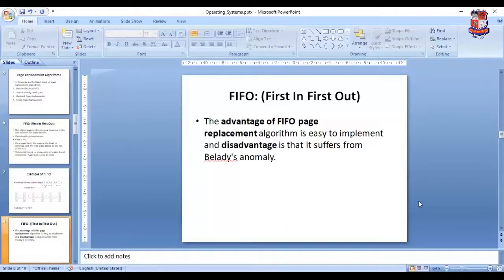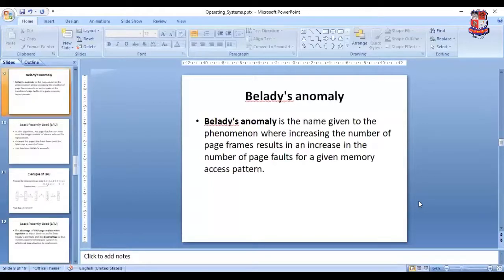Now, the advantage of FIFO is that it is easy to implement, but the disadvantage is that it suffers from Belady's anomaly. What is Belady's anomaly? Belady's anomaly is the name given to the phenomenon where increasing the number of page frames results in an increase in the number of page faults for a given memory access pattern. It means if the number of page frames is increased, the result is increased page faults.